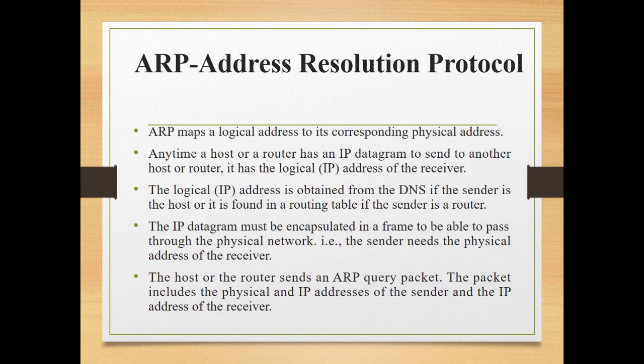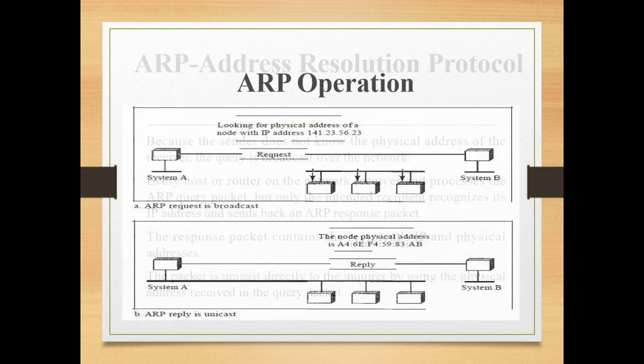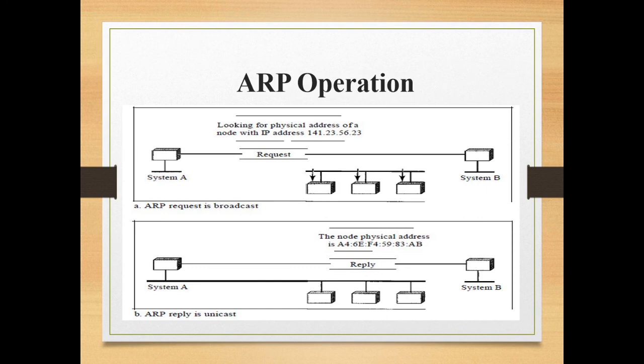The IP datagram must be encapsulated in a frame to be able to pass through the physical network. That is, the sender needs the physical address. The host or the router sends an ARP query packet. The ARP packet includes the physical and IP address of the sender and the IP address of the receiver, not the physical address of the receiver. It is shown in this figure.